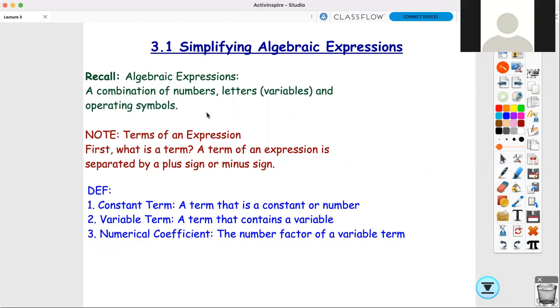So definition one, constant term. A constant term is just a term that is a constant or number. So what does that look like? This is just like 7 or -10 or 4 or 2/3 or 1.5. Any number that's just a value, a number. That's what a constant term is. A variable term is a term that contains a variable. We know a variable is also a letter.